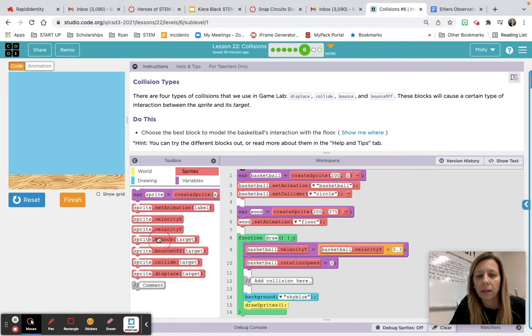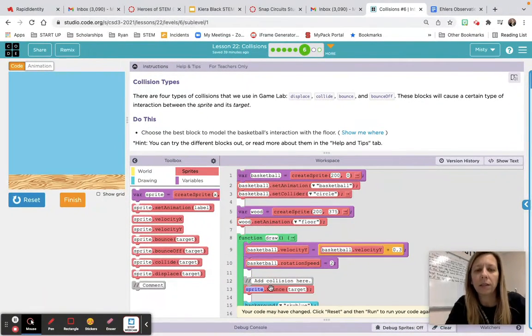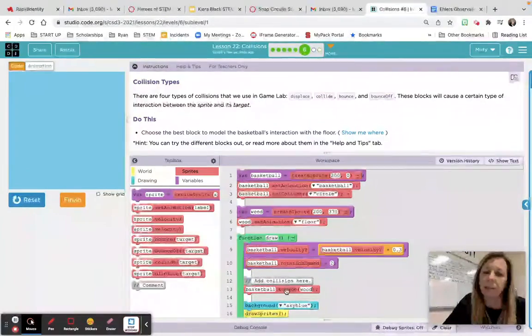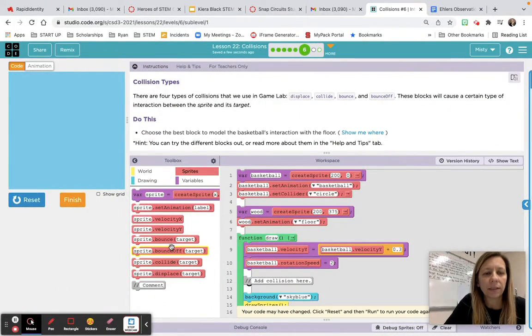I did this earlier, but I'm going to play around with it. So the basketball, bounce, and the wood. Let's see. Uh-oh. In this case, we know this is not right because the floor just fell out from under it. So that is the incorrect answer.